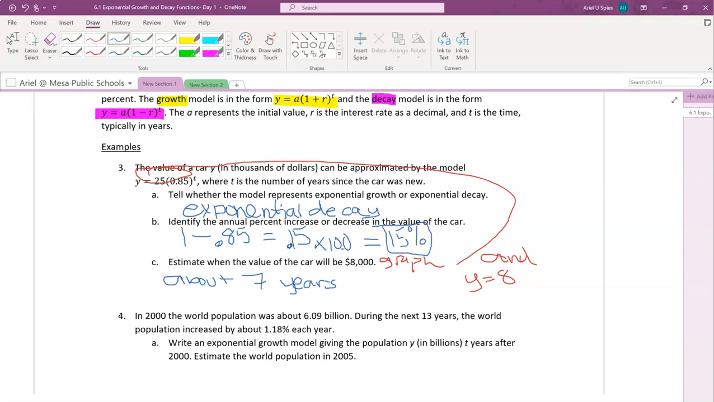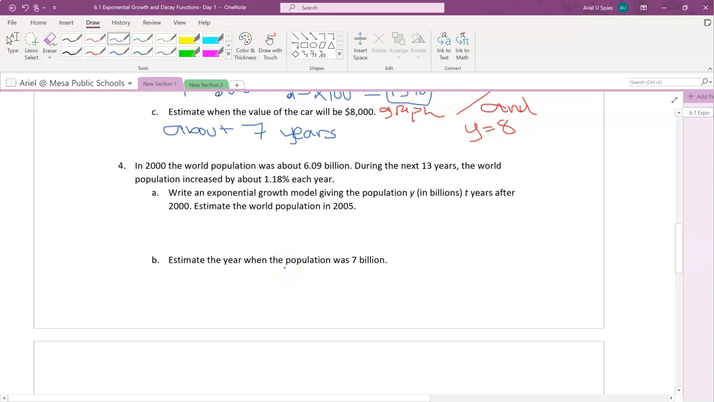Questions here? Okay. This one tells me in 2000 the world population was about 6.09 billion. During the next 13 years, the world population increased by 1.18% each year. It wants me to write an exponential growth model that gives the population in billions t years after 2000, and then it wants me to estimate the world population in 2005.